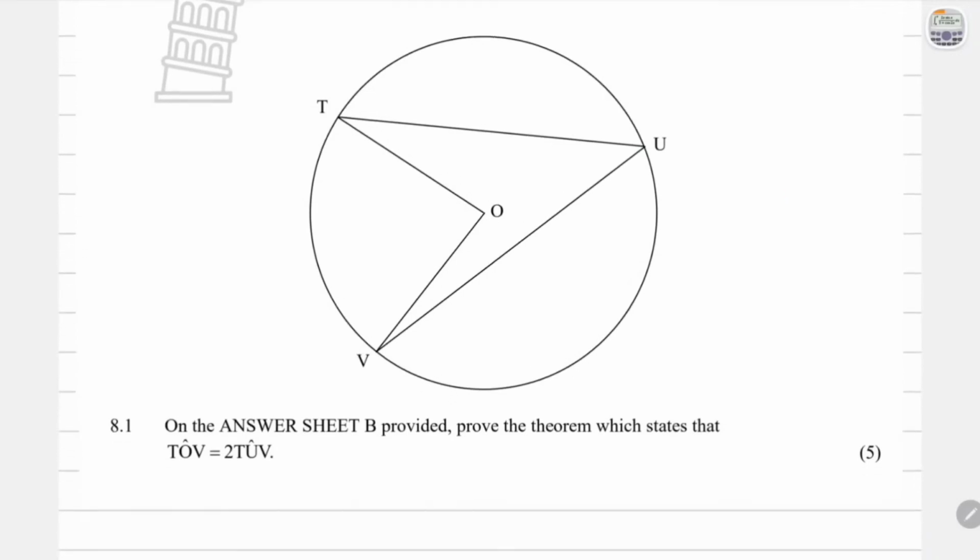Okay, I have this proof already on my channel, but I'm still going to do it here for the sake of this question paper. So the first step is to prove this theorem.